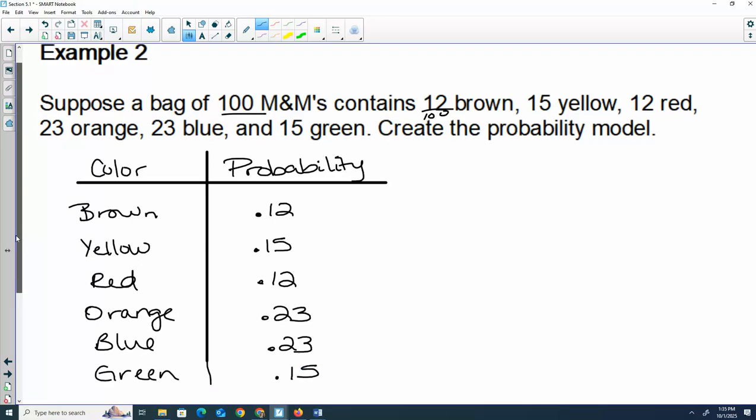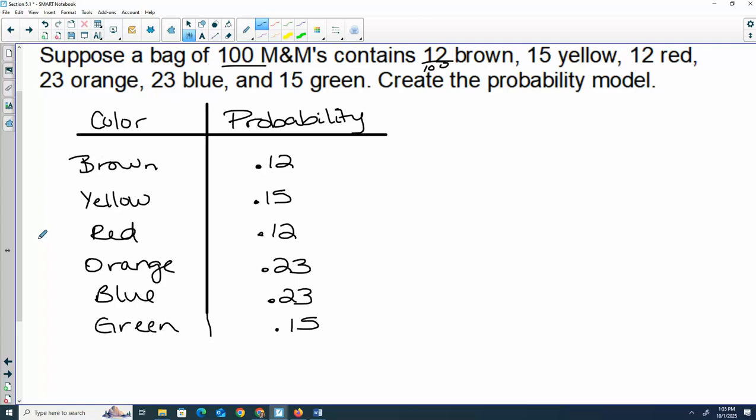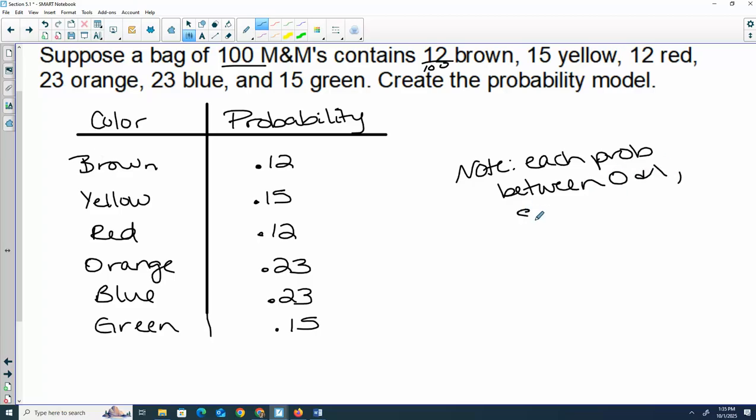That's my probability model. Quick check to make sure you did it right. Every one of your probabilities should be a number between 0 and 1, which they are. Second, what should they add up to? 1. Check that real quick. That's a good way of finding any mistakes. Make sure all of your probabilities add to 1. So if I ever ask you to verify if something's a probability model, those are the two things you have to check. Is every number between 0 and 1, and do they add up to 1? Any questions there?